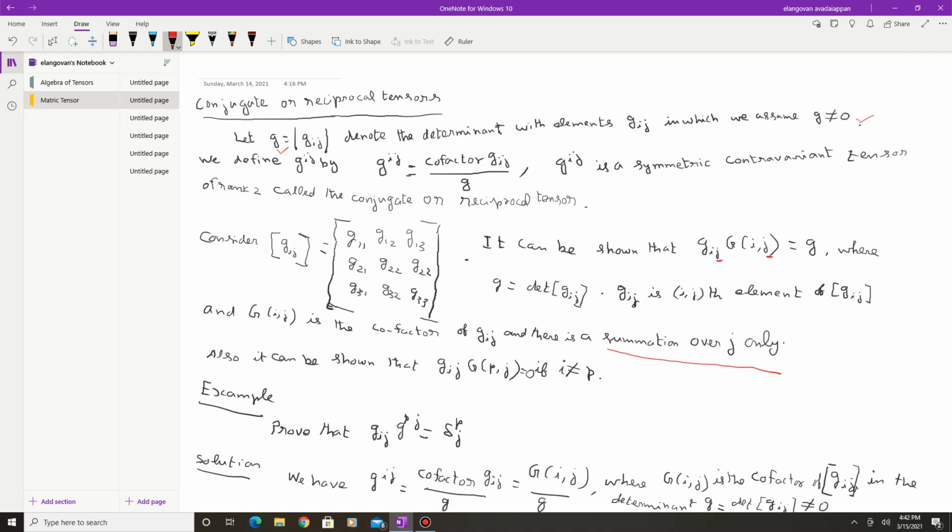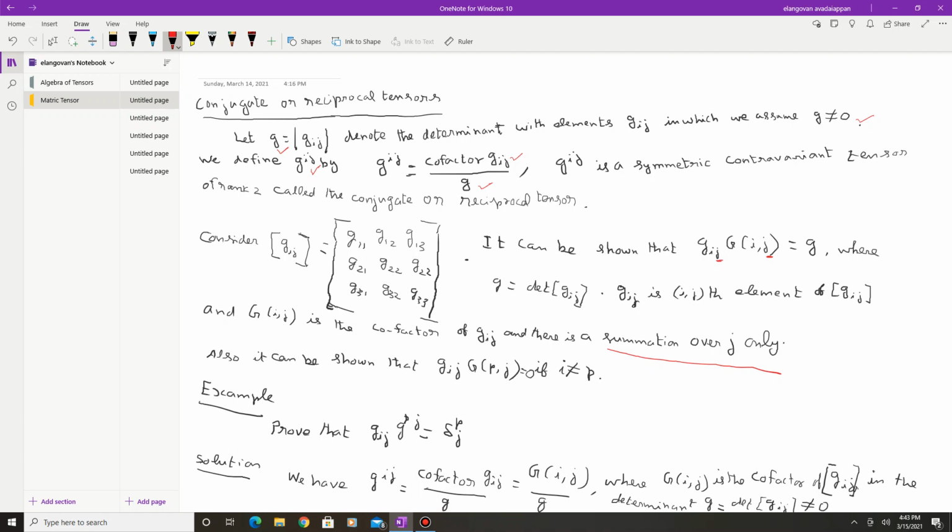Now let us define the contravariant tensor gij. This is a rank 2 contravariant tensor. It is defined by gij is equal to the cofactor of gij divided by g. This is the determinant g and this is a cofactor. Now gij is a symmetric contravariant tensor of rank 2. If the covariant tensor is symmetric, then the contravariant tensor is also symmetric. So the reciprocal tensor is also symmetric, and this reciprocal tensor we call the conjugate tensor.